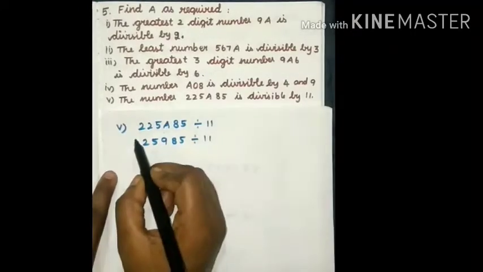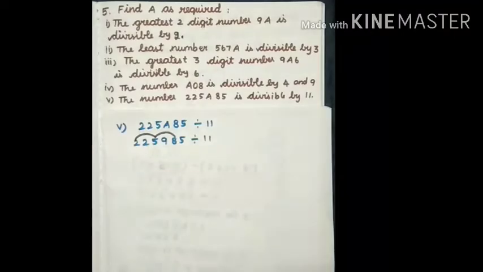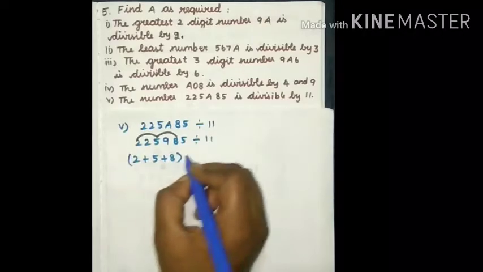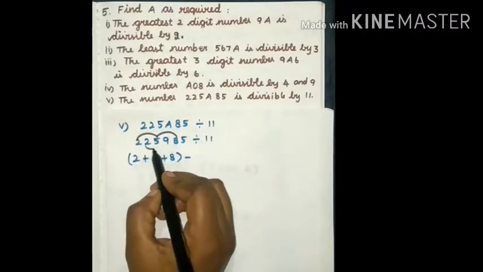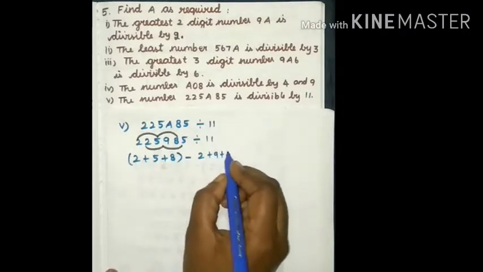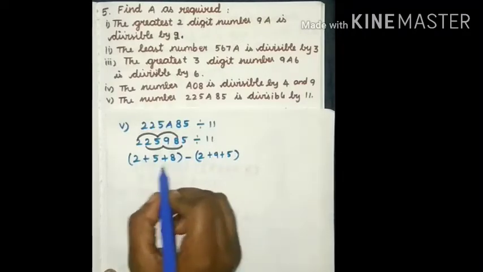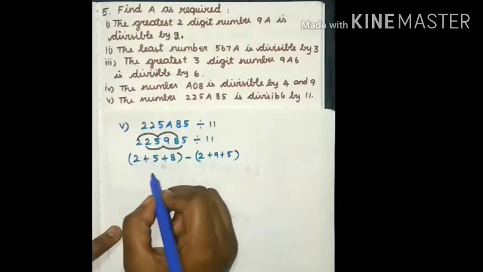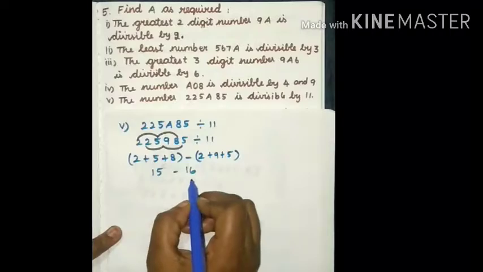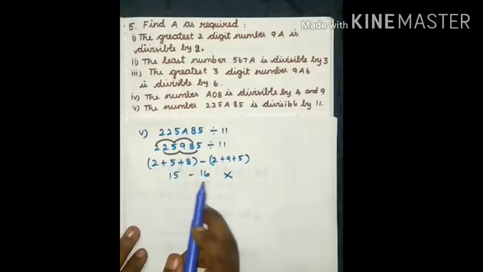Alternate digits means 2, 5, then 8, minus 2, 9, 5. Let's find the difference of the sums of alternate digits. 2 plus 5 plus 8 is 15. 2 plus 9 plus 5 is 16. 15 minus 16 gives a negative number. So it is not divisible by 11.